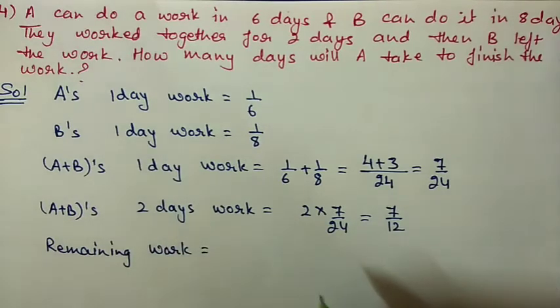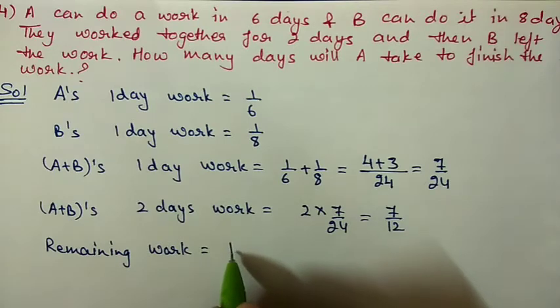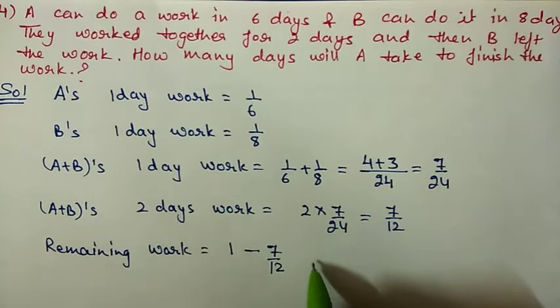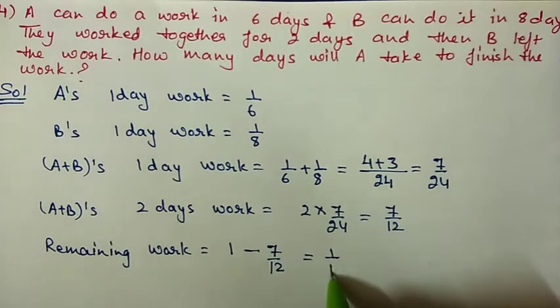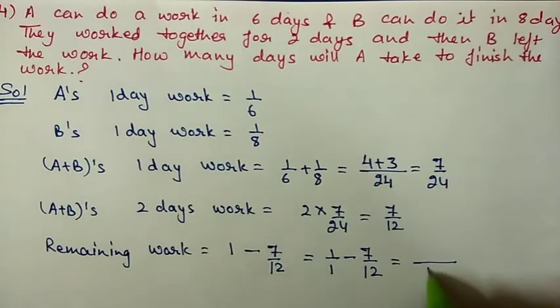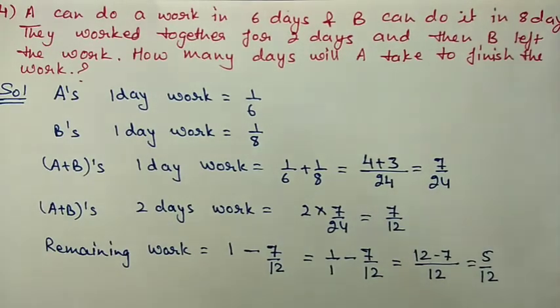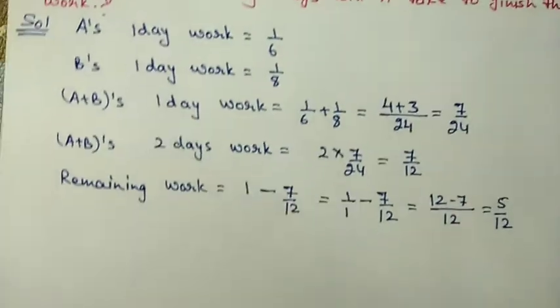will be, always remember total work is always 1. So 1 is the total work. From total work they have done 7 by 12. So again take LCM here. 1 we can treat as 1 by 1 minus 7 by 12. LCM will be 12. And 12 minus 7 we will get here 5 by 12. It means 5 by 12 work is pending.